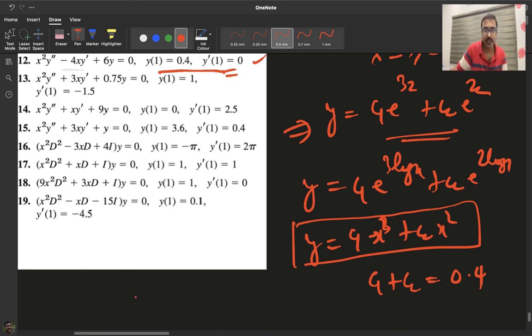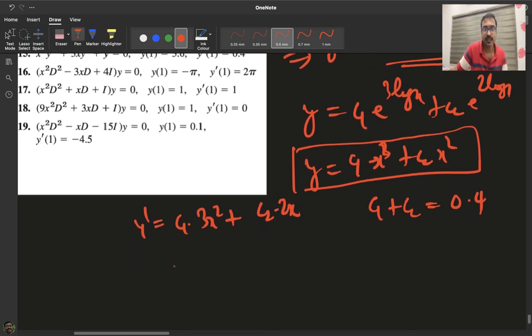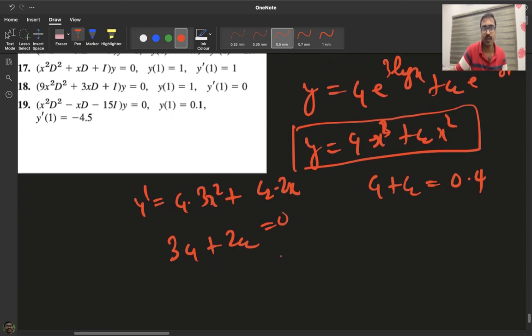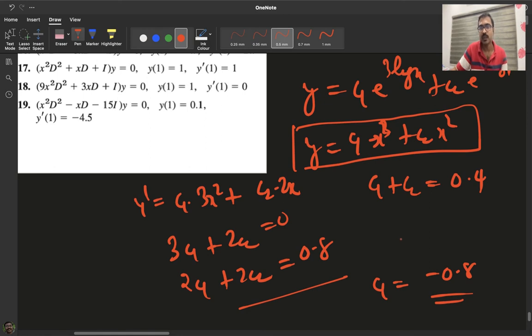Similarly, y dash of 1 is 0. So you take y dash. It will be simply c1 into 3x square plus c2 into 2x. So you substitute x as 1, and you will get 3c1 plus 2c2. That value is given as 0. So you consider these two equations and solve them. So you have 2c1 plus 2c2 is equal to 0.8. Using this, you will get the value of c1 as minus 0.8. From that you can also find the value of c2, which I think is 1.2. So please try to do that also.